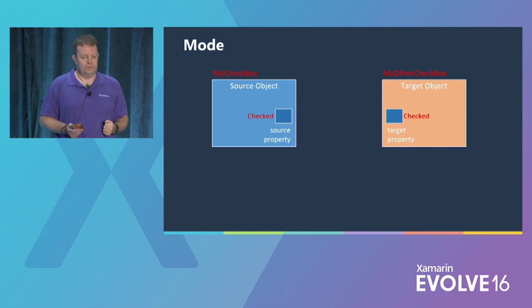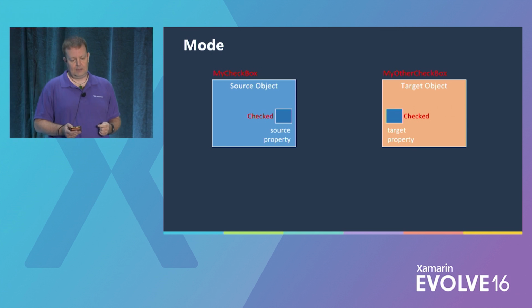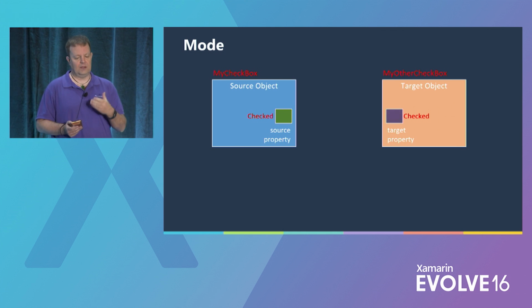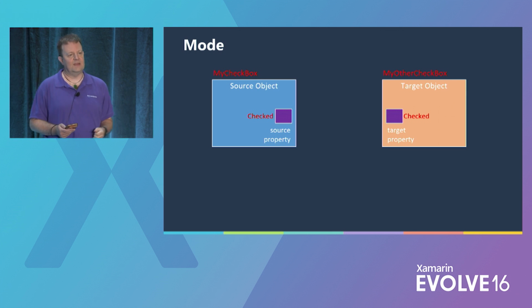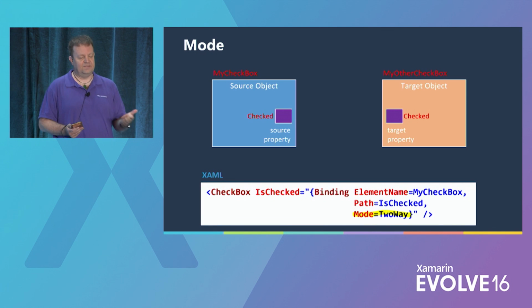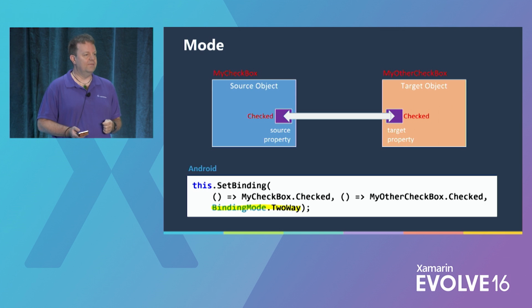We have a mode also in a binding. For example, in the normal case, the flow is going to go from the source to the target, and that's what we call the one-way mode. But of course, we can also have the two-way mode, where changes on the target are also observed and are going to flow back to the source. That's very convenient when your UI element is an input object, such as a text box or maybe a checkbox, these kind of things. So this is how you would do things in XAML, and similarly, that's how we do things in MVVM Light. We use a binding mode enumeration.